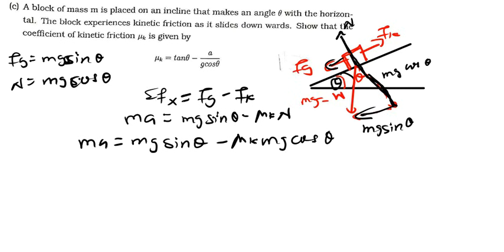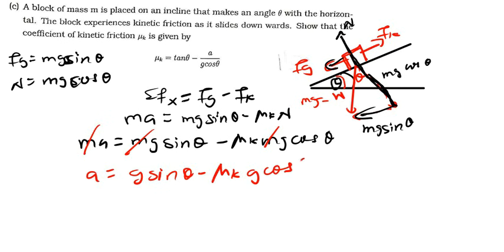At this point, I can go ahead and cancel the mass, and I'll have the formula for acceleration: a is equal to g sine theta minus mu k g cos theta. So this is the formula that I want you to know.